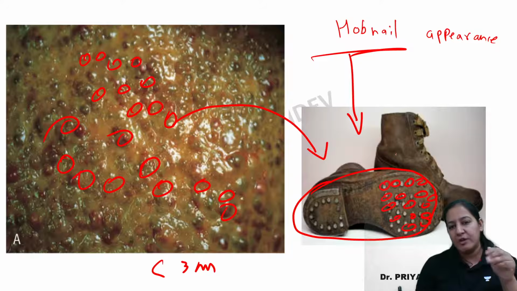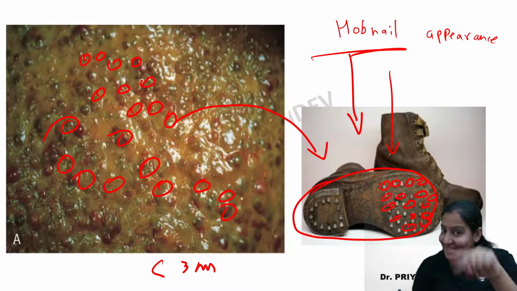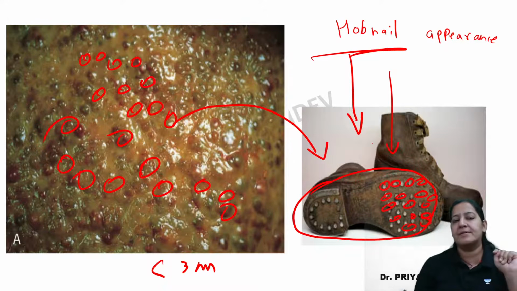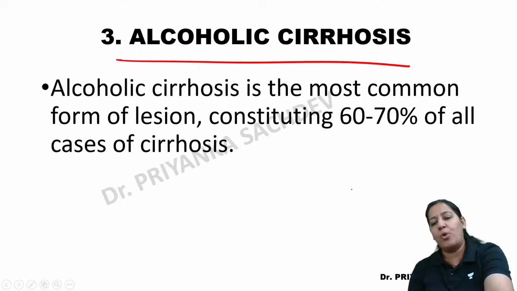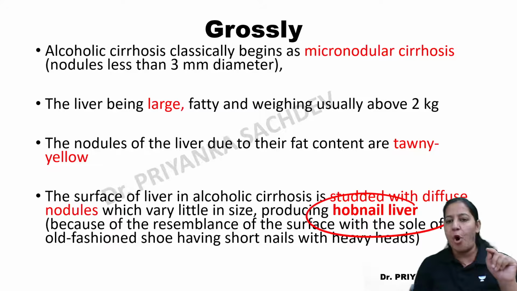Go on Google images. You will find such shoes, shoes with nails on the sole. It is known as hobnail appearance. So the appearance of the liver is hobnail appearance. It is known as that, right? So everything is correlated if you know the details. So this is the hobnail liver.